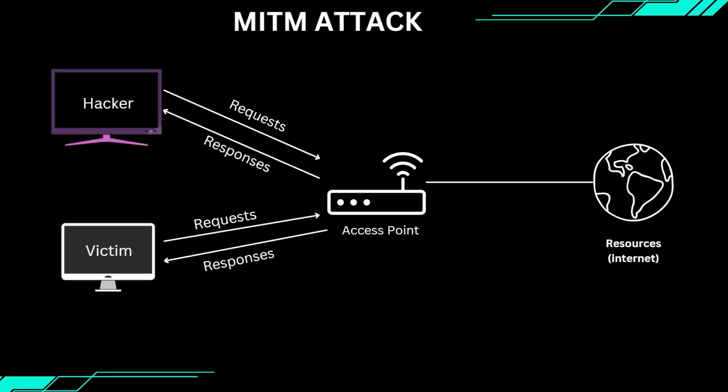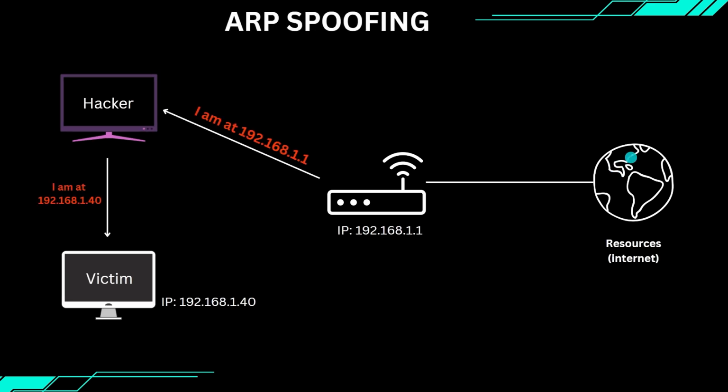So, how does a hacker exploit this? ARP is a simple protocol with a major flaw. It does not verify if the response it receives is from the correct device. A hacker can take advantage of this by sending fake ARP responses to trick both the router and the target device. The hacker sends an ARP response to the router pretending to be the victim's device and another ARP response to the victim pretending to be the router. This tricks both the router and the victim into believing that the hacker is the device they are trying to communicate with.